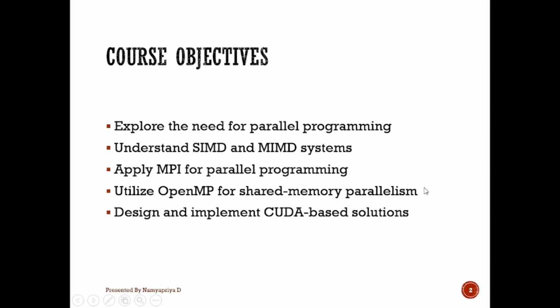Coming on to the objectives of the course, this is a 4 credit integrated course with both theory and practical components. It covers important parallel programming models like MPI programming, OpenMP programming, and CUDA. You'll also learn how to make your programs run faster by using multiple processors or GPU threads. It's not just about coding, it's about thinking parallelly.